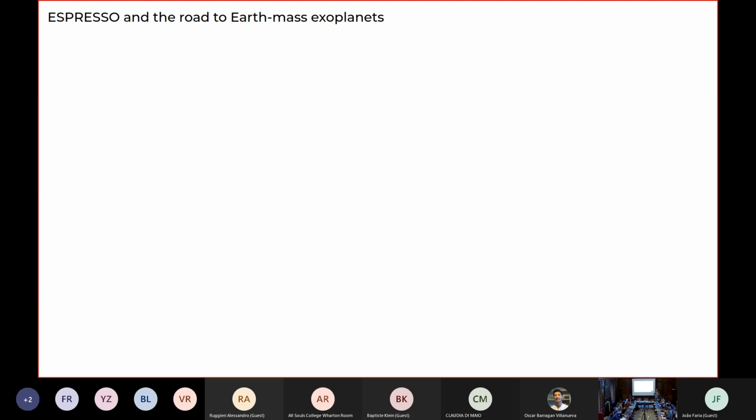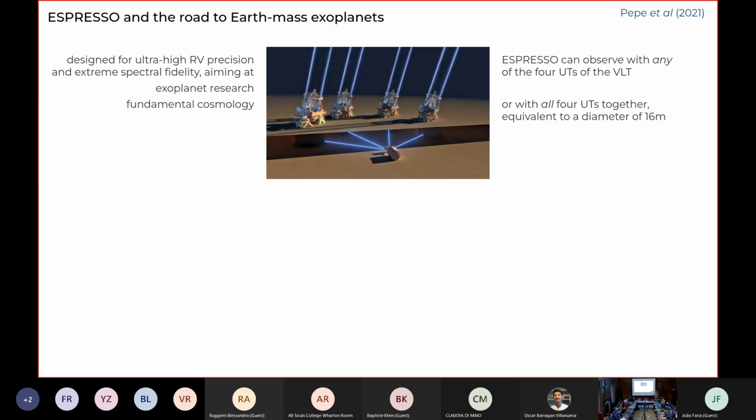Let me just talk to you briefly about ESPRESSO itself, the instrument. You see here a drawing of what ESPRESSO is doing. It's an instrument designed completely towards high precision spectroscopy and ultra high precision radial velocities with extreme spectral fidelity, and it aims at both studying exoplanets and also fundamental cosmology.